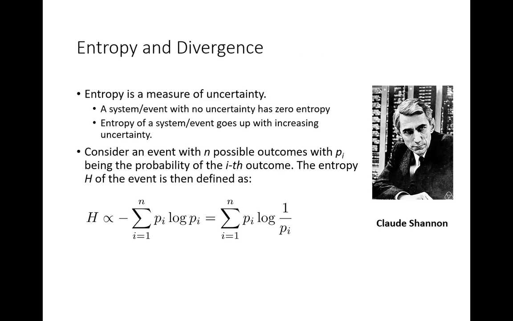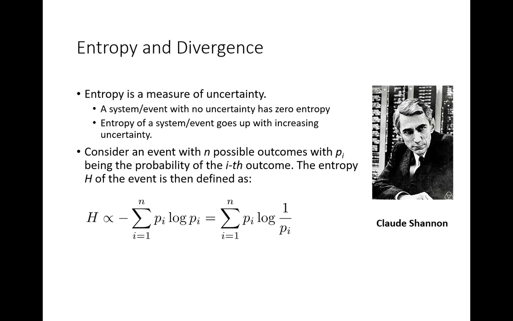And the idea of divergence is related to the idea of entropy, which I think I mentioned in one of the earlier lectures, but let us take a look at it again. So entropy is a measure of uncertainty. A system with no uncertainty has zero entropy. And if a system has a lot of uncertainty, then its entropy value is very high, all right?